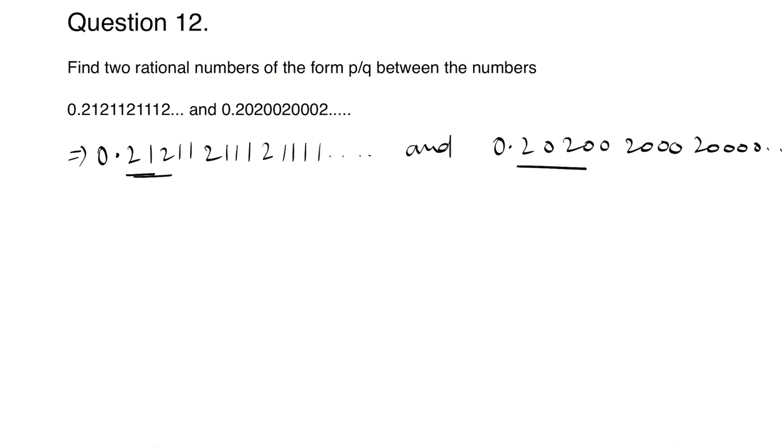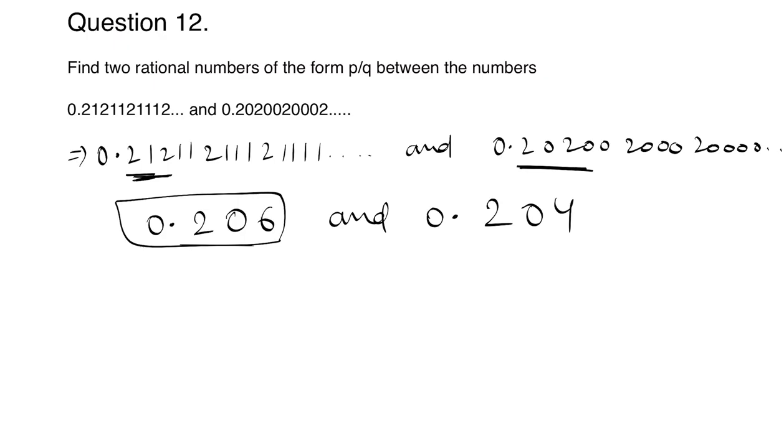The two rational numbers between these two irrational numbers may be less than 0.212 and more than 0.202. So one number is 0.206 and the other, let's say, may be 0.204. These two rational numbers will lie between these two irrational numbers.